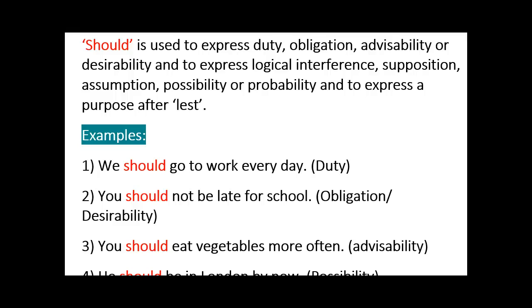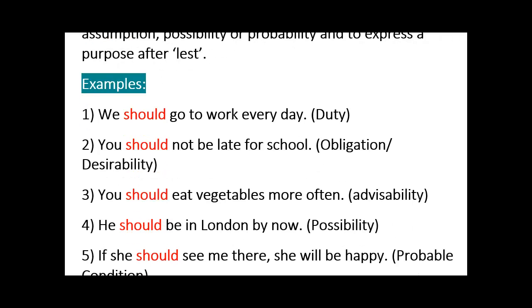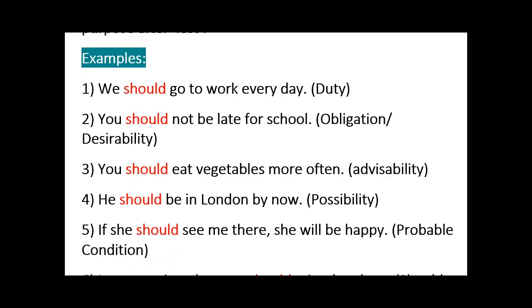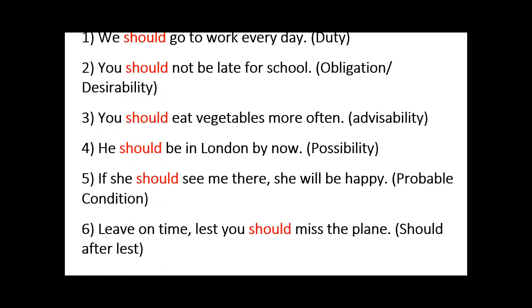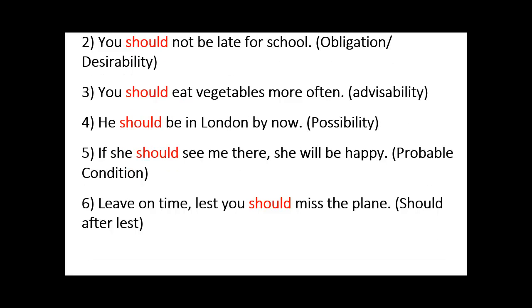Here are some examples. We should go to work every day. That's a duty. You should not be late for school. That's an obligation or desirability. You should eat vegetables more often. Advisability. He should be in London by now. Possibility. If she should see me here, she will be happy. That's probable condition.